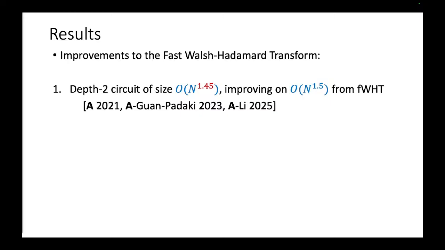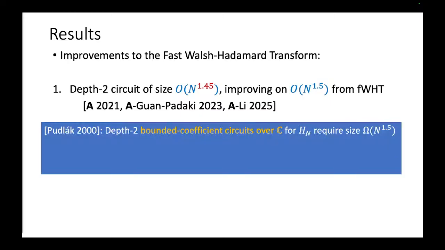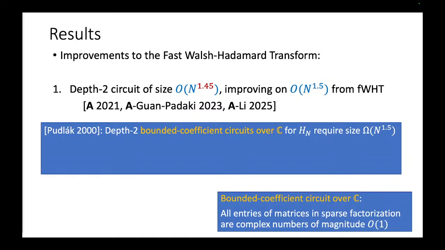And beyond just being nice to make smaller circuits, this result I think is particularly cool because it gets around a barrier. There's this result by Pavel Pudlak from 2000 who showed that actually depth 2 so-called bounded coefficient circuits for the Walsh-Hadamard transform require size n to the 1.5. What do I mean by that? If we're working over the complex numbers, there's lots of coefficients in our circuit, which are the non-zero entries of all these sparse matrices I'm talking about.